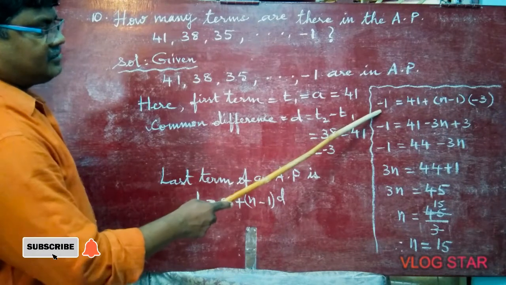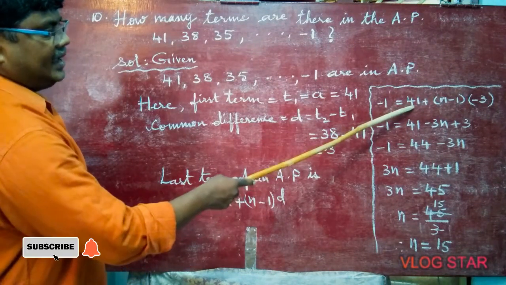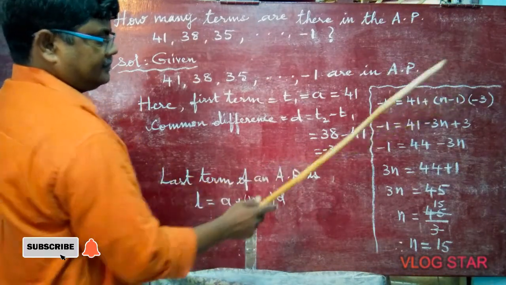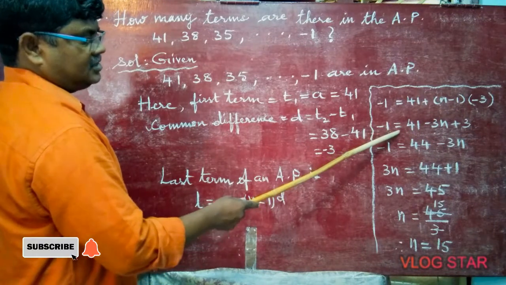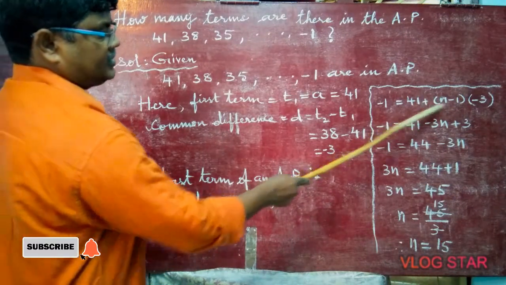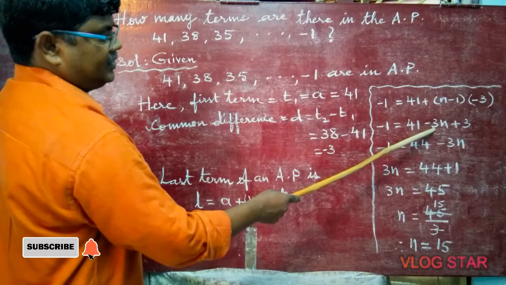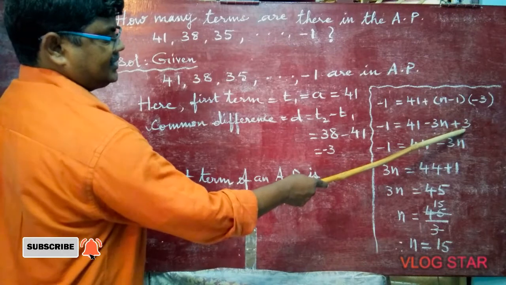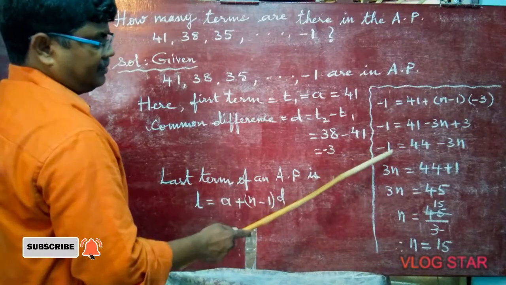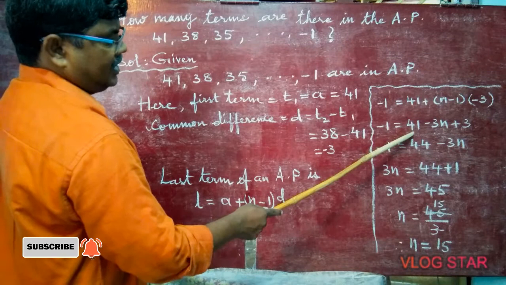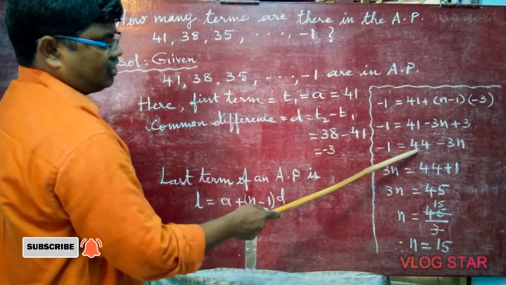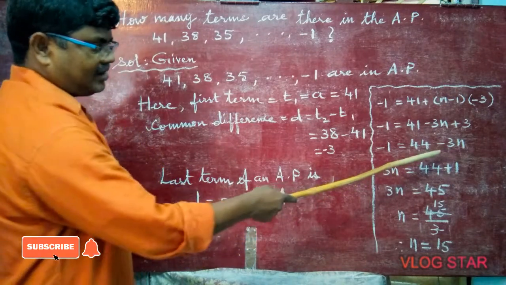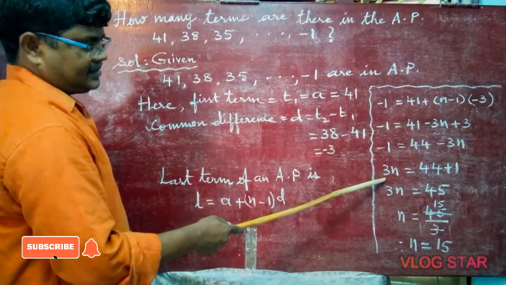The last term is minus 1, which is equal to a plus n minus 1 into d. d we got as minus 3. Now, minus 1 is equal to 41 plus into minus 3 into n, which is minus 3n. Minus into minus plus 1 times 3 is 3. Now simplify: minus 1 is equal to 41 plus 3, which is 44, minus 3n.